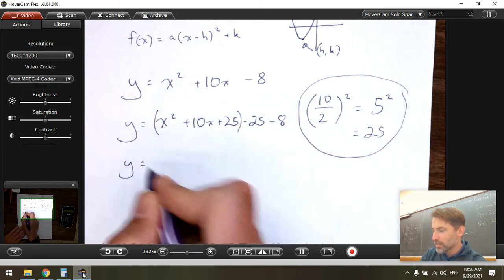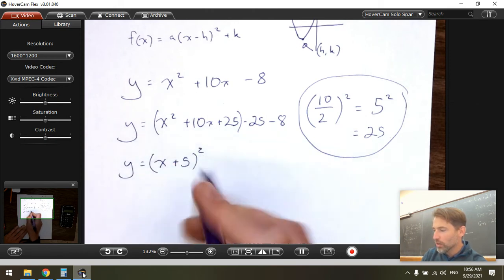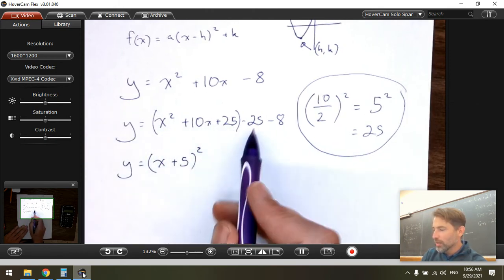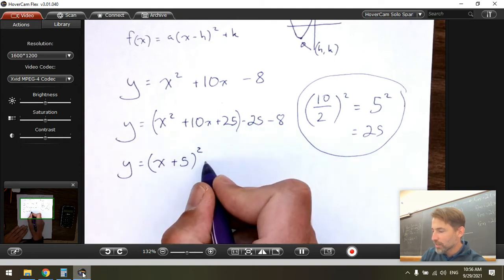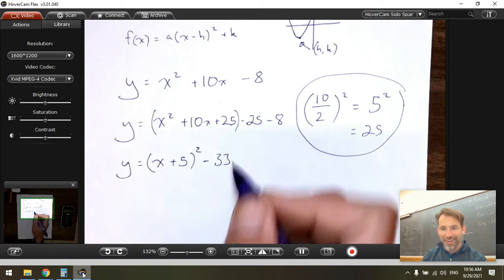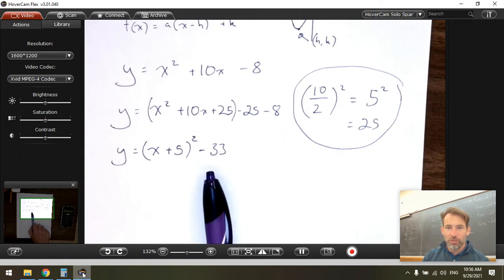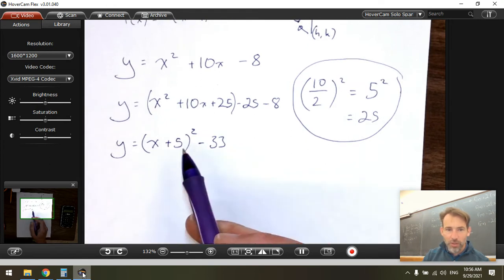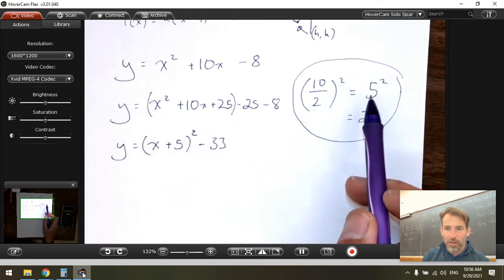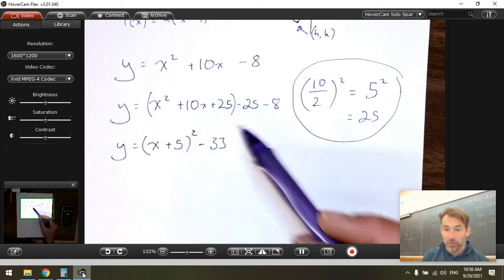Now I can recognize that this part here is a perfect square. So y equals (x plus 5) squared, and then I have minus 25 minus 8, which is minus 33. That will be an answer that I can input into Delta Math. So that's completing the square finished. How do I know what to put in there? It actually shows up right there when you do this work. That number creates your perfect square trinomial.